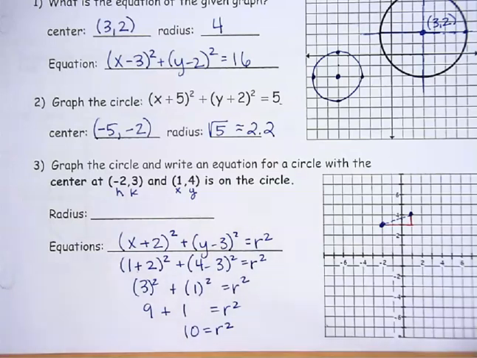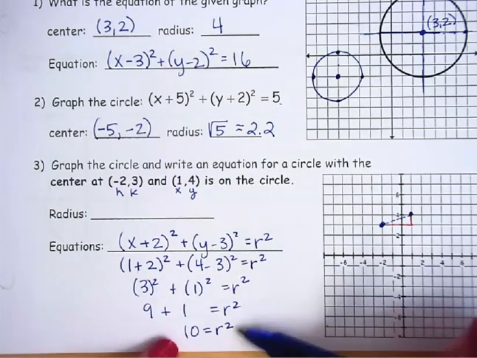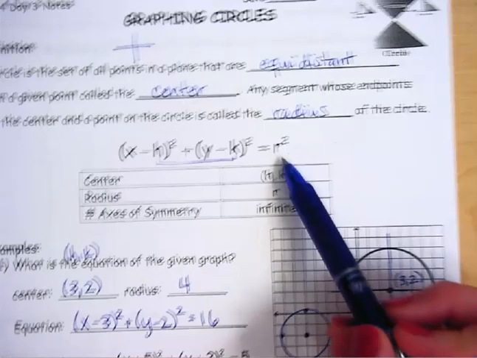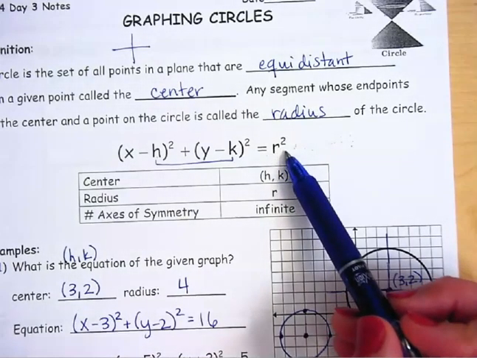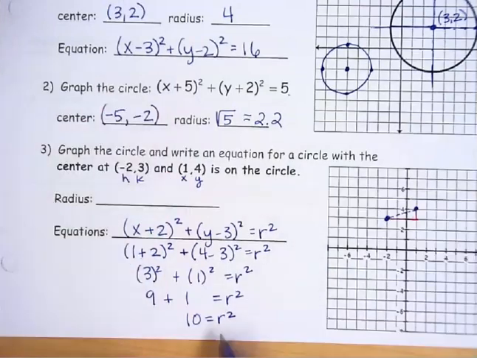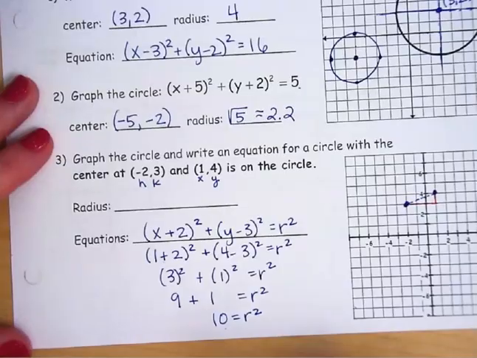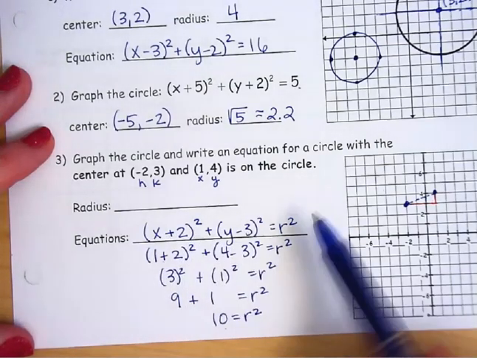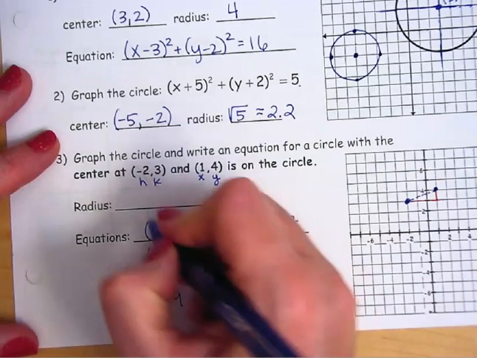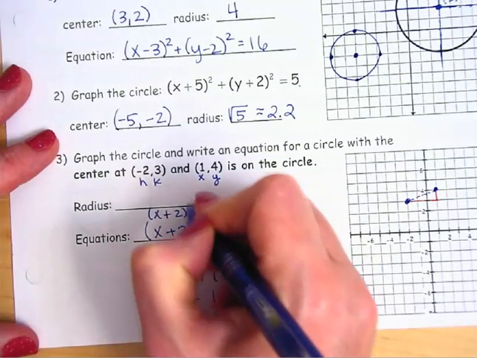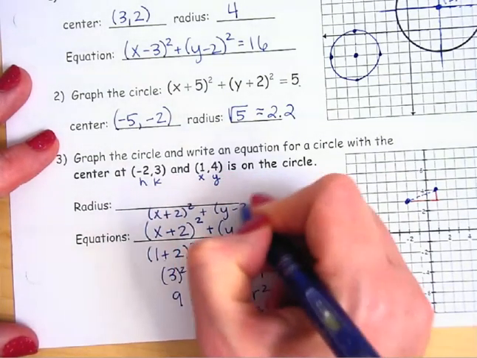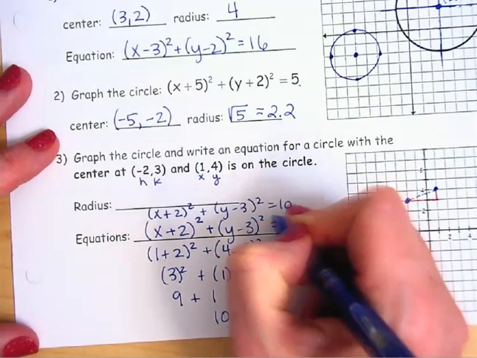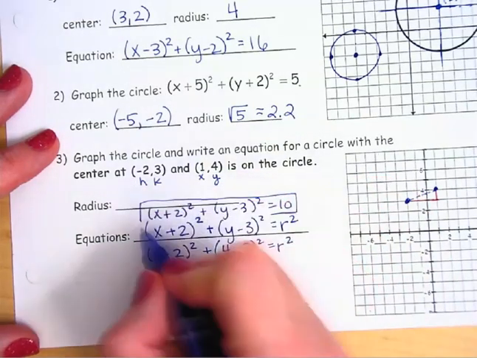So there's two things I want to talk about at this step. The first is that I only need the value of r squared for my equation. So this is what r squared equals. It is 10. So the actual final answer to my equation is this part right here, and for r squared, I'm going to plug in my 10. And that is the equation of the circle.